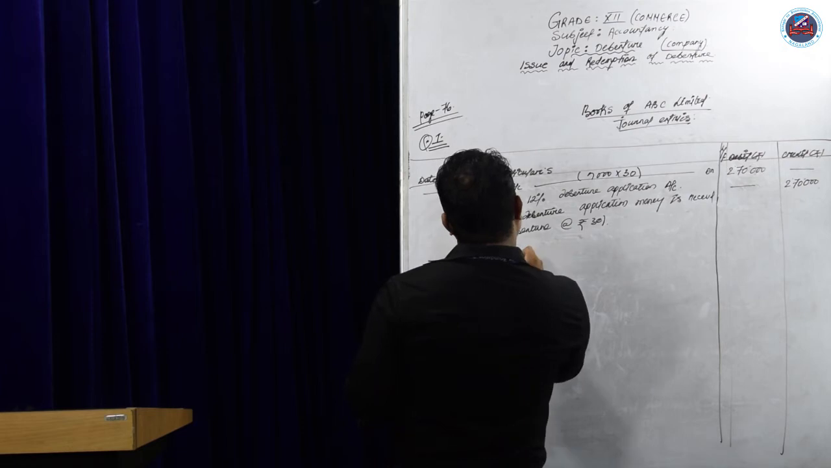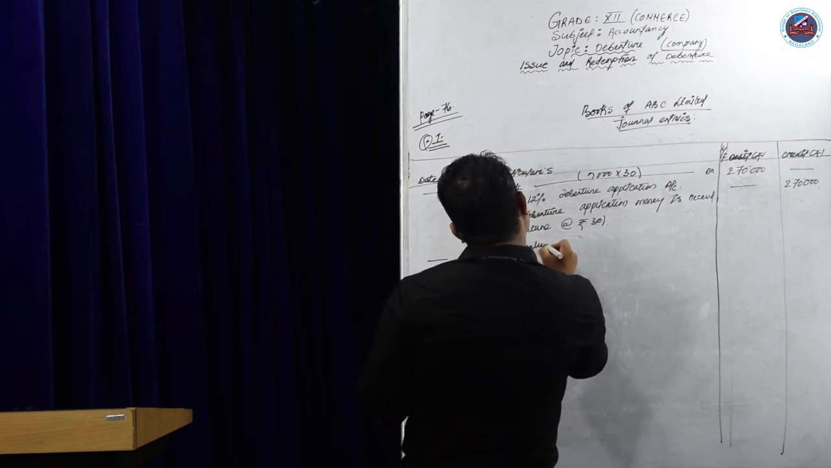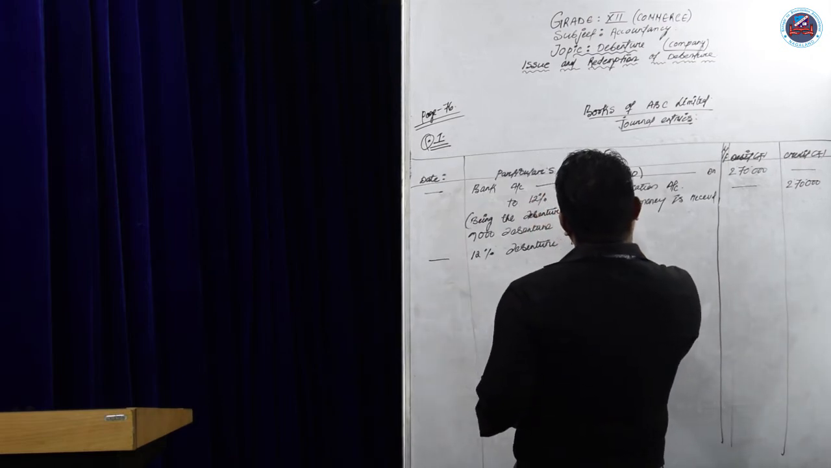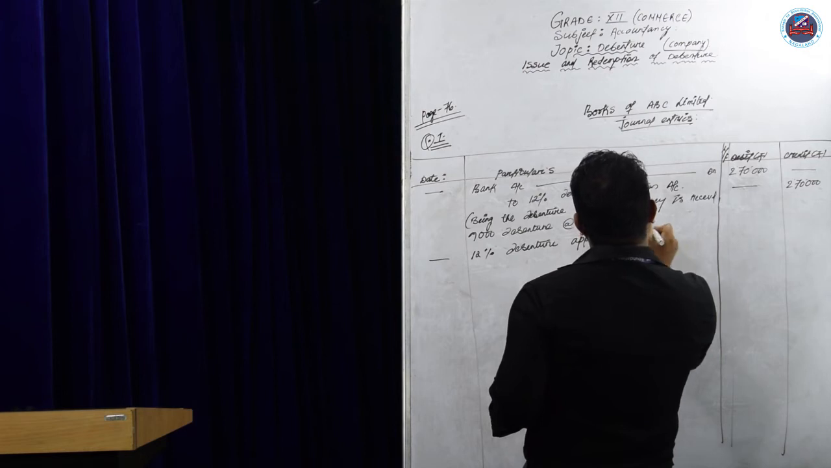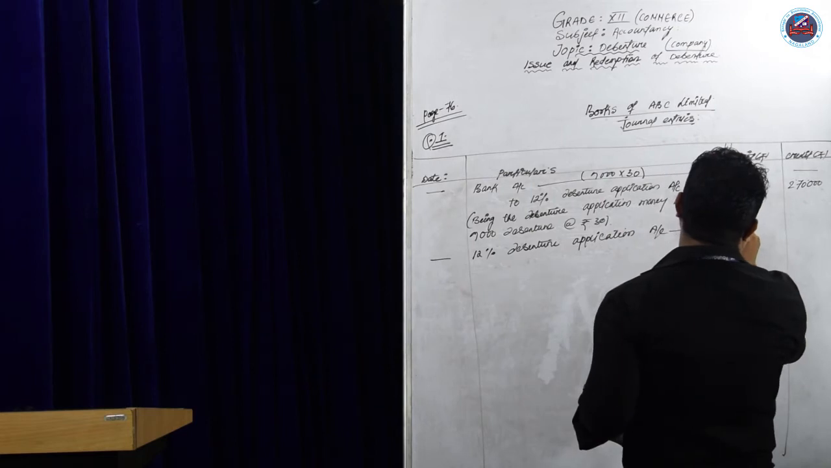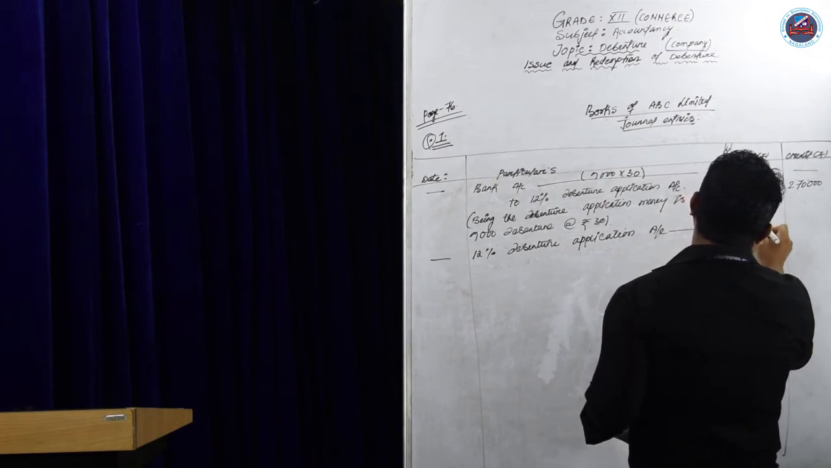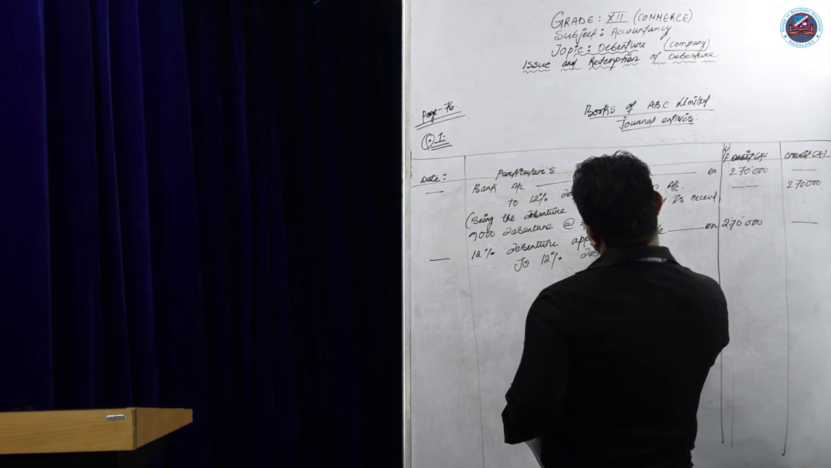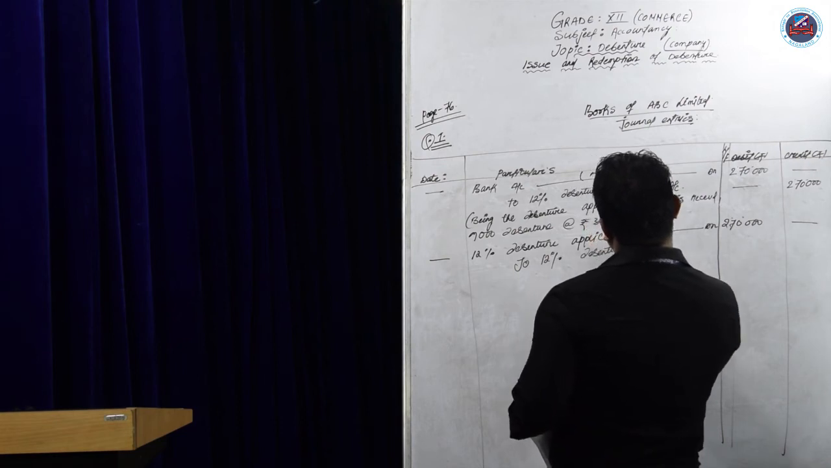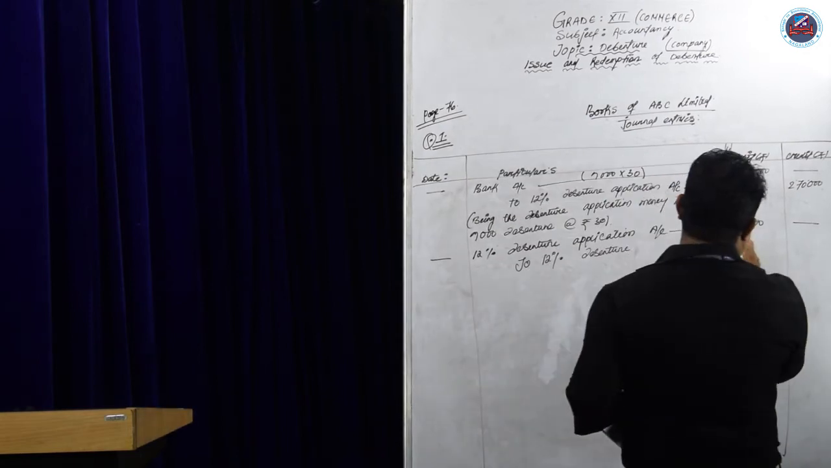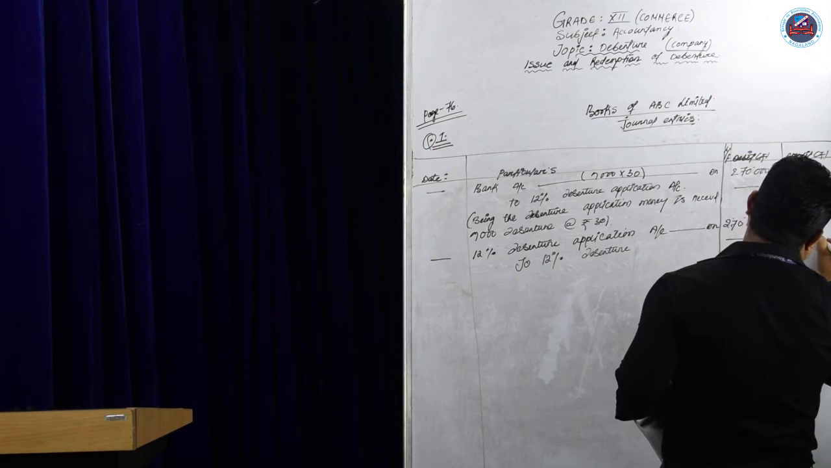12% debenture application account debit. The same amount will be transferred, 2,70,000, to 12% debenture account. That is the transfer for the balance sheet in the loan account. Debenture is a loan. It is not the company's amount. The company is taking a loan of 2,70,000 for the application money.